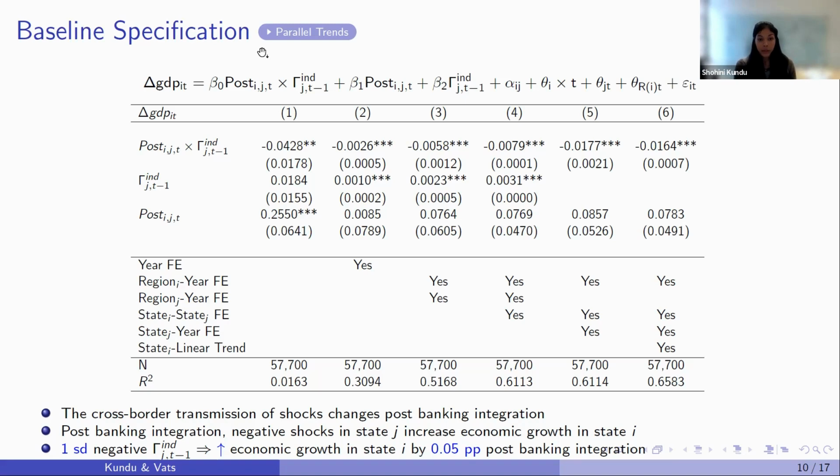As you can see from the sign on the interaction term, the cross-border transmission of shocks changes post-banking integration. What this means is that a negative shock in state J increases economic growth in state I. Specifically, we find that a 1 standard deviation negative change in the shock increases economic growth by 0.05 percentage points.